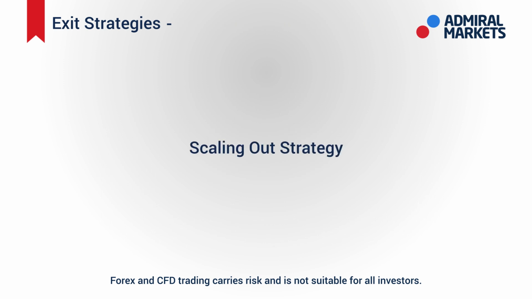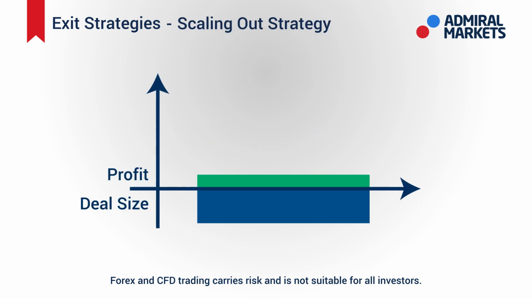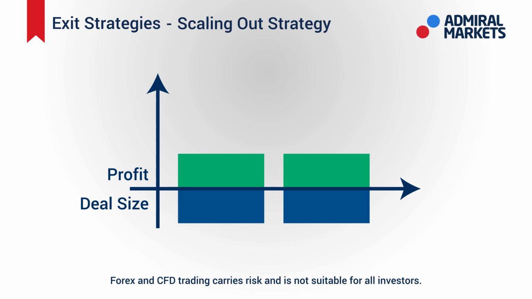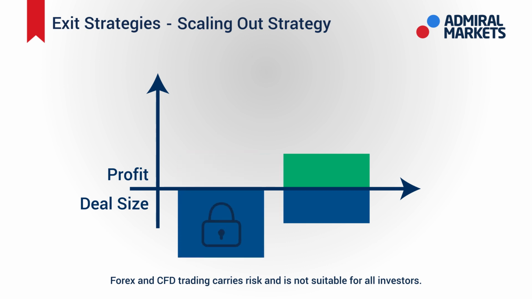Scaling out strategy. Scaling out is when a trader will sell a fraction of their total exposure after the position becomes profitable, locking in some profit and leaving other positions open to benefit from price advances. A profitable position can be exited all at once or by breaking it into portions to take advantage of favourable short-term conditions.